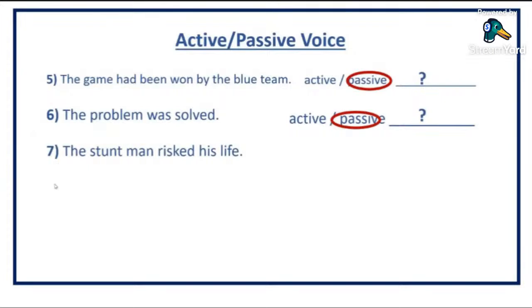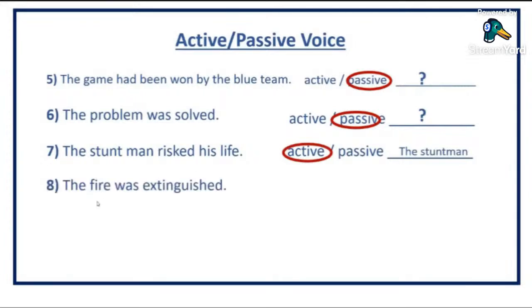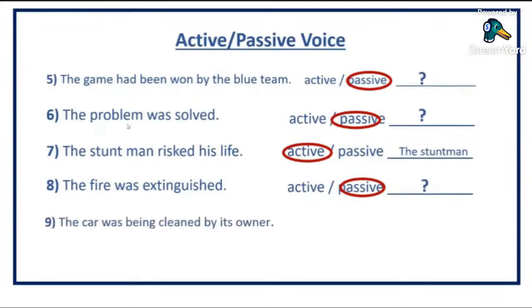And number 7. The stuntman risked his life. Active, passive. It's active. And the stuntman. Number 8. The fire was extinguished. Active, passive. We have passive and it's a question mark. Who extinguished the fire?